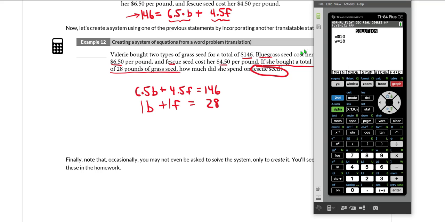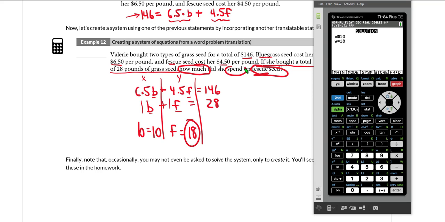Now we do need to understand that this X and this Y correspond to what is in the first column and what is in the second column. The calculator is expecting us to put the X terms in the first column, the Y terms in the second column. We put the B's in the first, the F's in the second. That means that X corresponds to B and Y corresponds to F. So we have that the B, the bluegrass, is going to equal 10, and the fescue is going to equal 18. But they're actually asking us, how much did she spend on fescue?